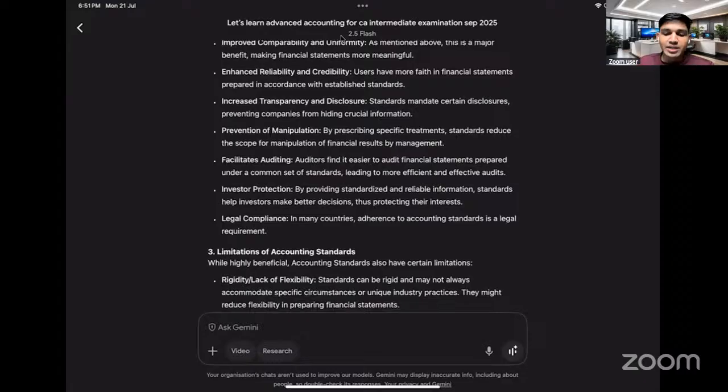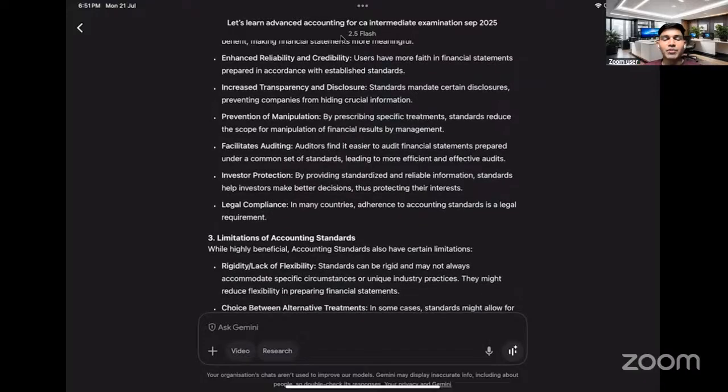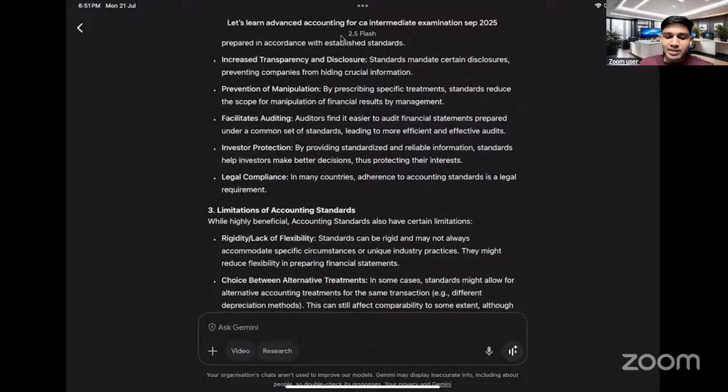Facilitates auditing: auditors find it easier to audit financial statements prepared under a common set of standards, leading to more efficient and effective audits. Investor protection: by providing standardized and reliable information, standards help investors make better decisions, thus protecting their interest. Legal compliance: in many countries, adherence to accounting standards is a legal requirement.